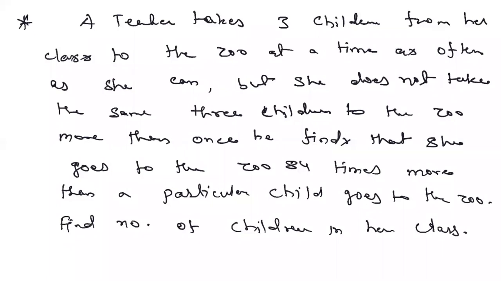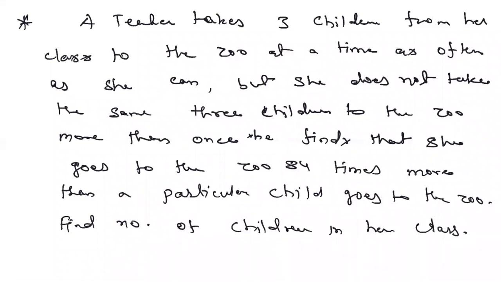A teacher takes 3 children from her class to the zoo at a time as often as she can, but she does not take the same 3 children to the zoo more than once. She finds that she goes to the zoo 84 times more than a particular child goes to the zoo. Find the number of children in her class.